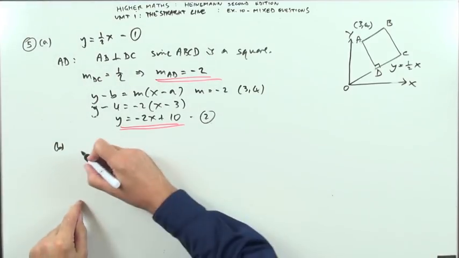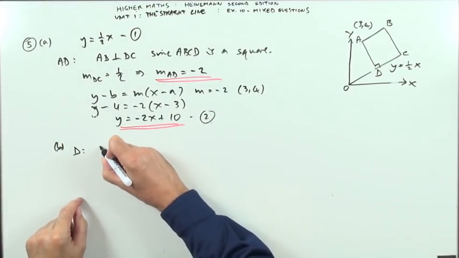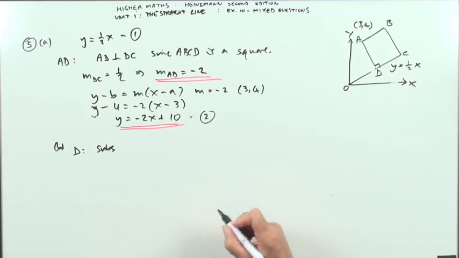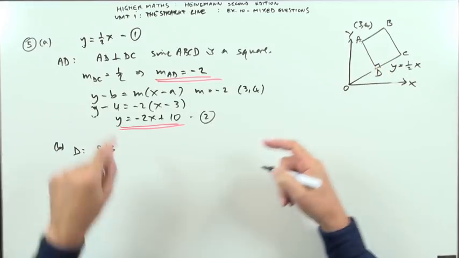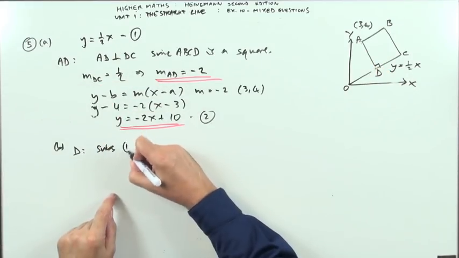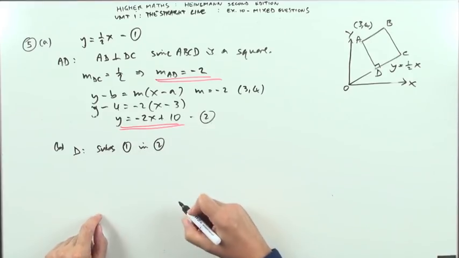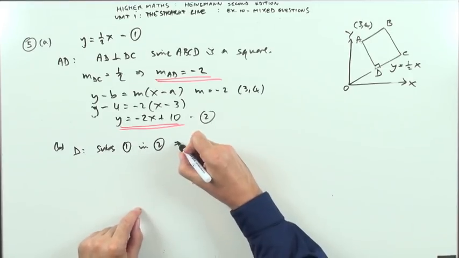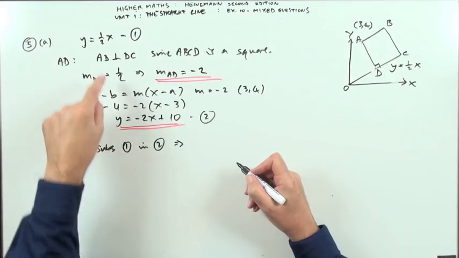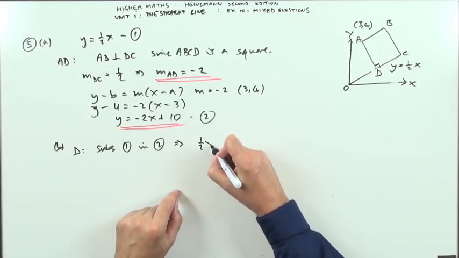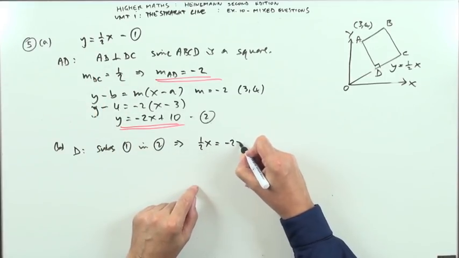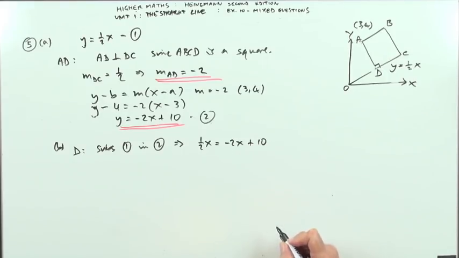Right, well, to find point D, you're going to substitute the two equations. That's this line and this line. So that's 1 into 2. Substitute 1 in 2. So that means you write down equation 2, only in place of y, you're going to write a half x. So half x is going to equal -2x plus 10.